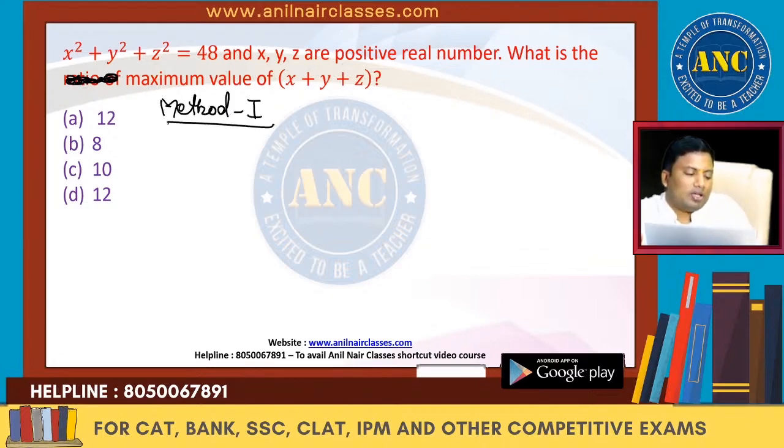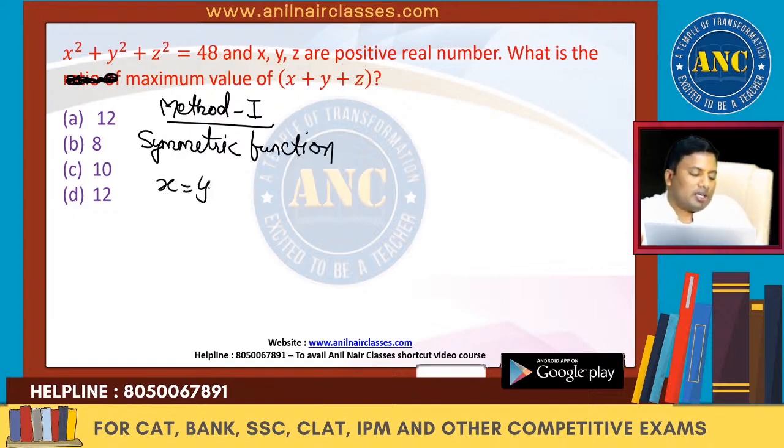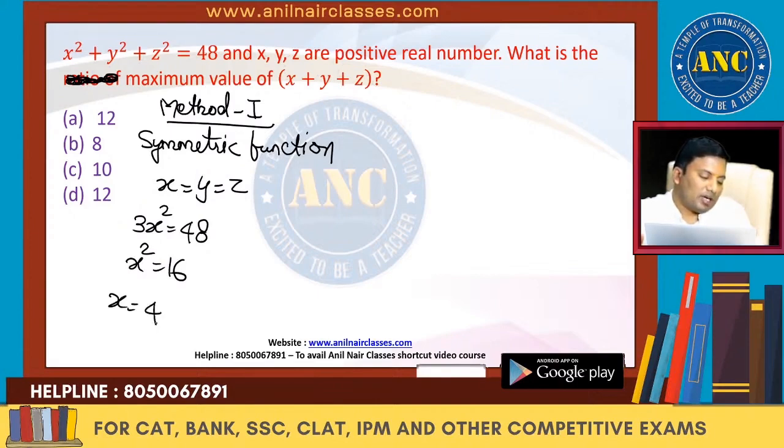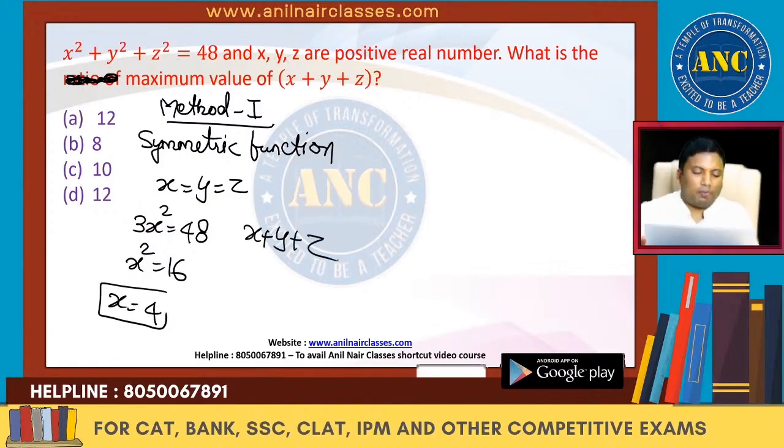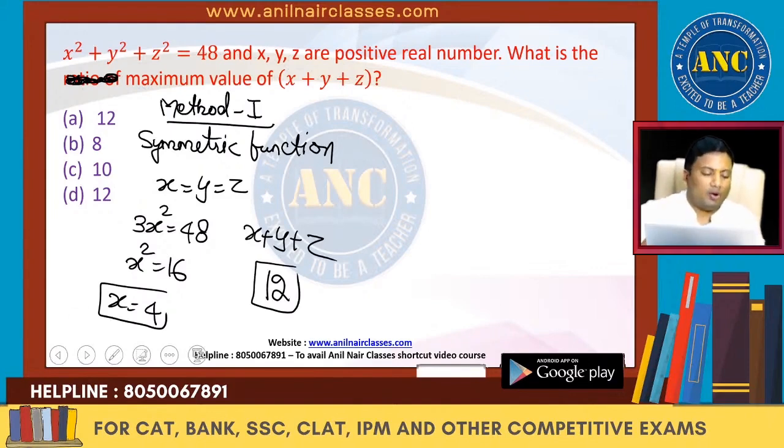Method number 1. This equation is a symmetric function. In a symmetric function, you can make x equivalent to y equivalent to z. 3x square equivalent to 48, x square equivalent to 16, x equivalent to plus or minus 4. But the question says positive real numbers. So x plus y plus z is 4 plus 4 plus 4. Answer for this question is 12, by using the symmetric function. Method number 1. I hope it is clear, right?